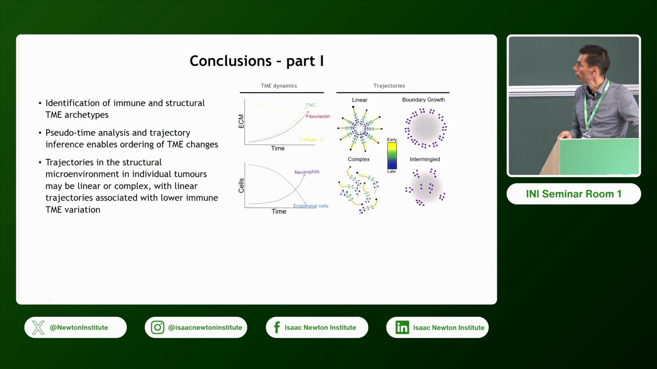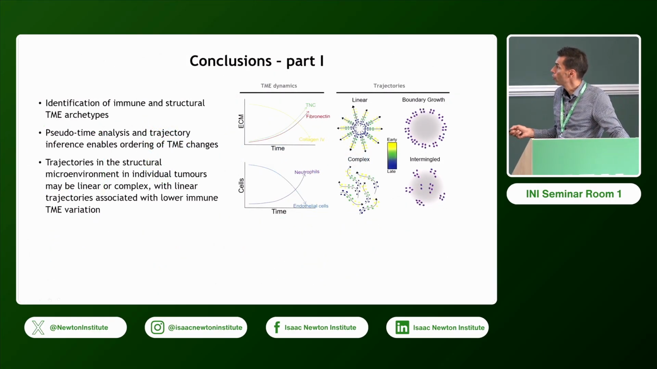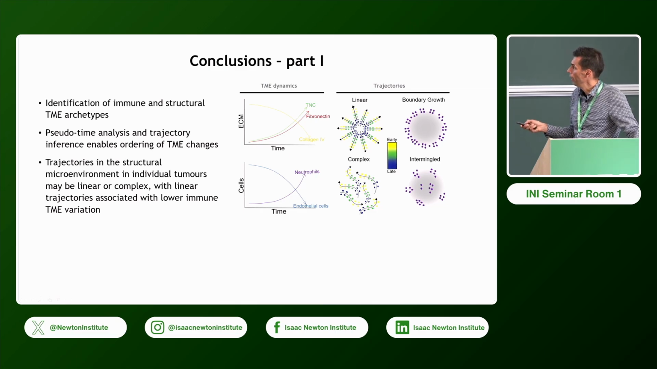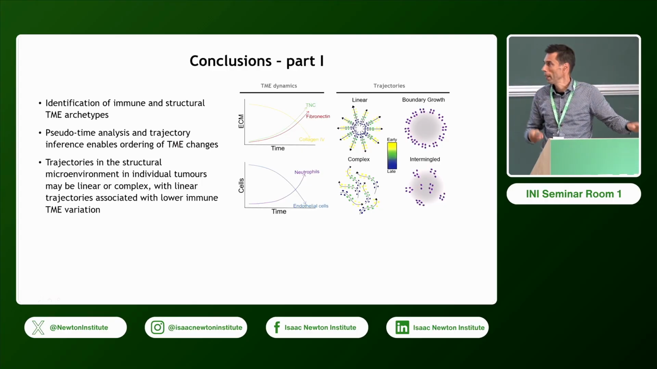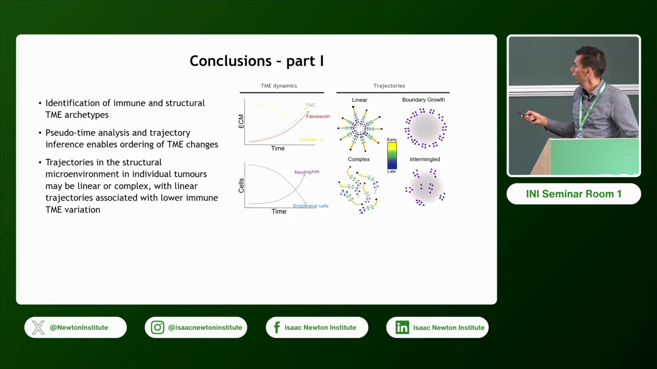Just a couple of conclusions. I think I've already mentioned most of this, but what I'd like to reiterate to you is that we think that the trajectories in the structural microenvironment can be varied, they can be inferred, they might be linear or complex, as indicated here, and that we think this relates to different growth patterns in tumours, with these more simple ones with the newest areas around the outside growing in a radial expansive manner, and then these ones where the new areas and the old areas are intermingled, having a slightly different type of growth pattern.